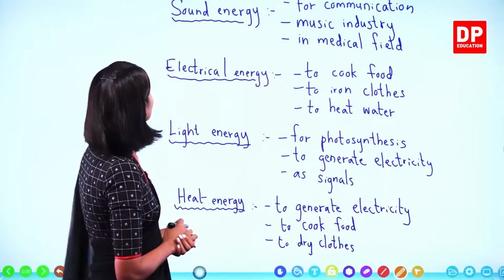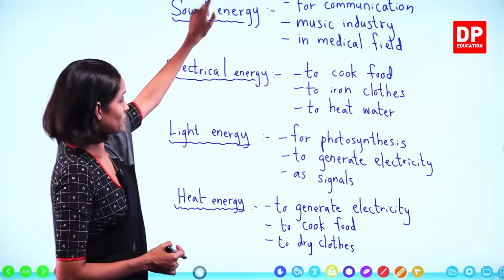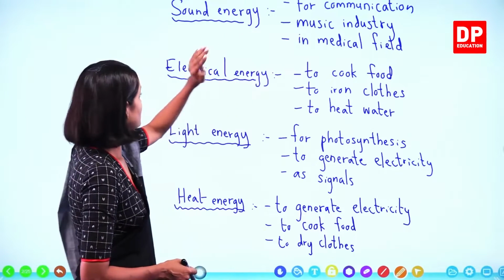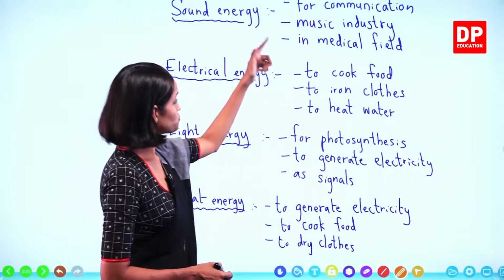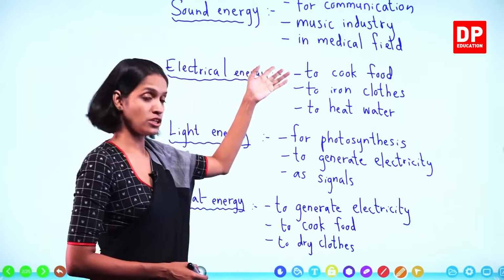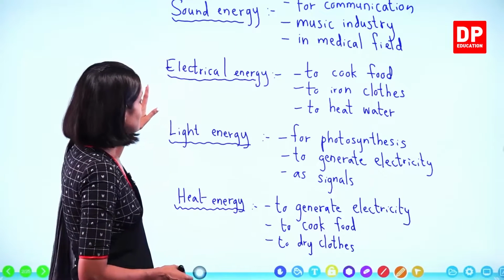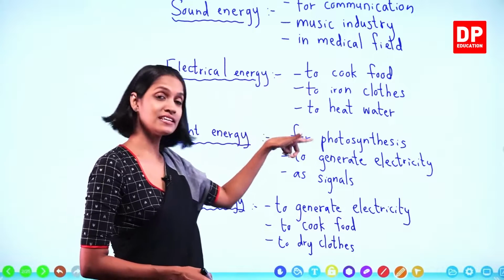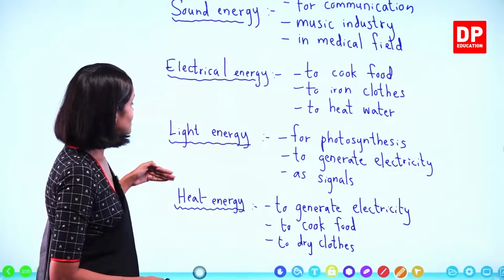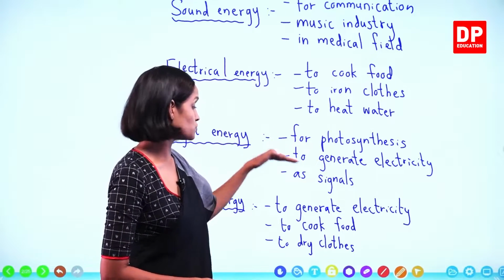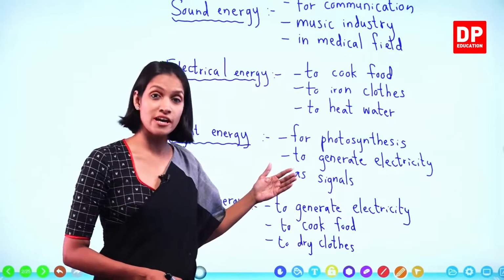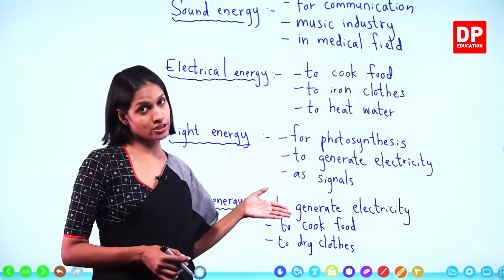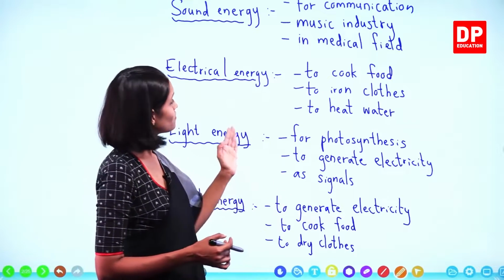Right, children? So sound energy is used for communication, in music industry, in medical field, right? Electrical energy is used to cook food, to iron clothes, to heat water, etc. Light energy for photosynthesis, to generate electricity, as signals, okay? Heat energy to generate electricity, to cook food, to dry clothes. So as I told you all before, when you do this activity, try to make the list longer, okay? It's a good practice for you all. We'll move on to the next.